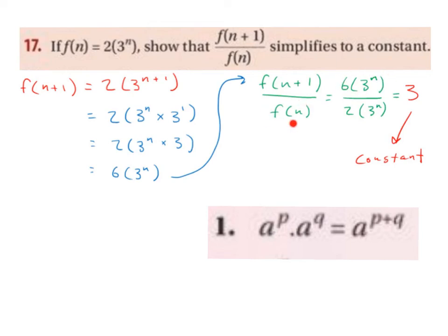And I'm going to swap my denominator, which is f of n, for 2 times 3 to the power of n. And I can cancel out the 3 to the power of n and the 3 to the power of n, leaving me with 6 divided by 2, which gives me 3, which is a constant. So f of n plus 1 divided by f of n simplifies to a constant, which is 3.